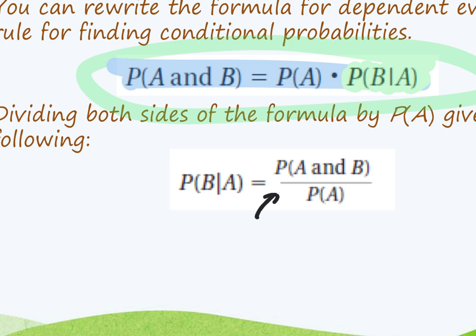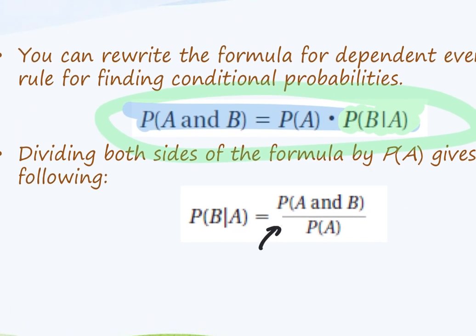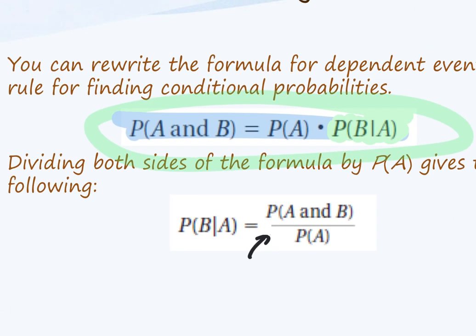You're just taking and solving this as though it's an equation. If that said 0.5 equals 1/5 times x, I would just divide both sides by 1/5. That's what this idea is. You're just rearranging your formula to solve for something different.